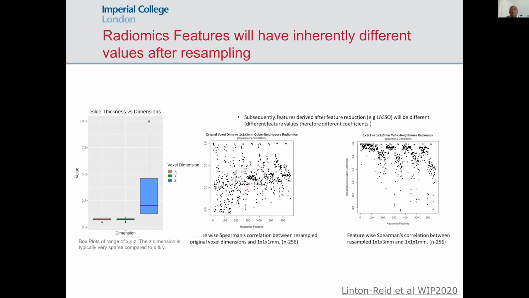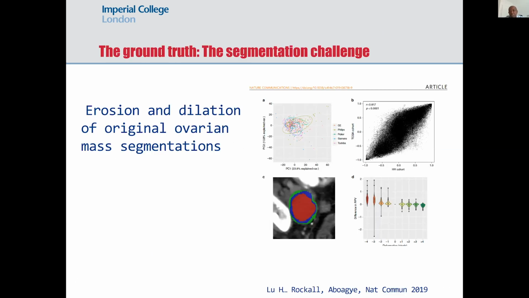This is just to highlight the fact that radiomic features would have inherently different values after resampling, shown from an original image and a couple of resampled images. Another issue which is critical, and in the interest of time, I won't spend too much time on this, is erosion or dilation as a validation to support the notion that if you do change the segmentations, you do degrade or otherwise alter the vectors that are generated.